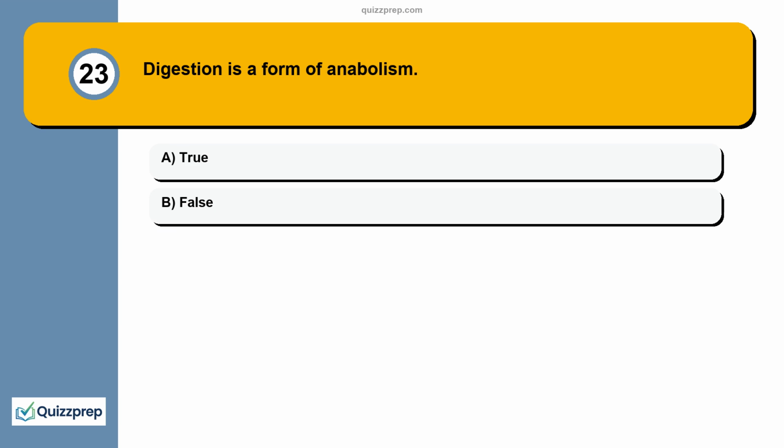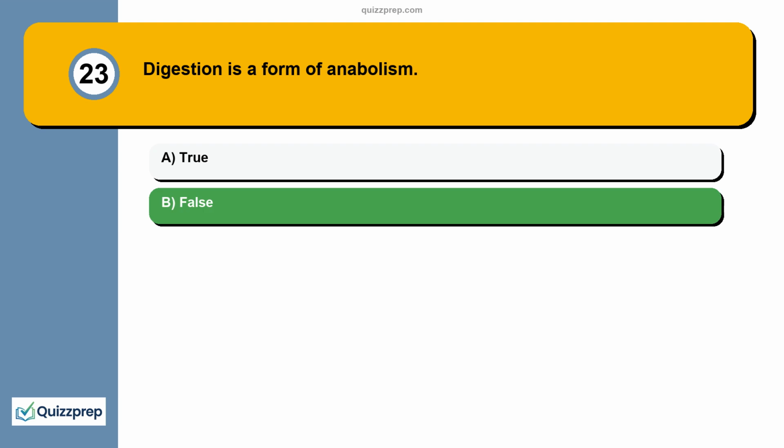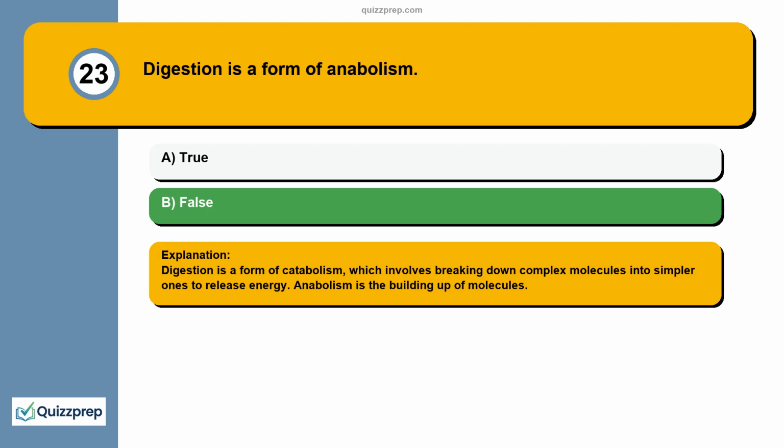Question 23. Digestion is a form of anabolism. True, false? Digestion is a form of catabolism, which involves breaking down complex molecules into simpler ones to release energy. Anabolism is the building up of molecules.